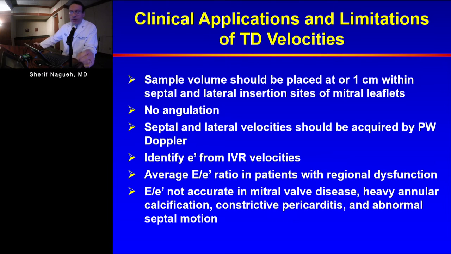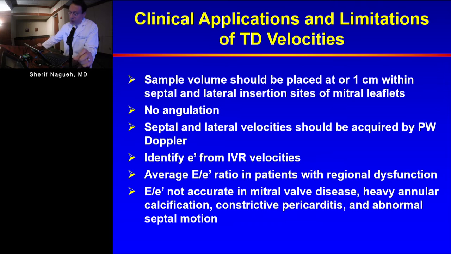So, summary slide on tissue Doppler velocities. The sample volume should be placed at or 1 centimeter within the septal and lateral insertion sites. There should be no angulation. This is a Doppler technique. If you have angulation, you have lower velocities. Septal and lateral velocities should be acquired by pulse wave Doppler.